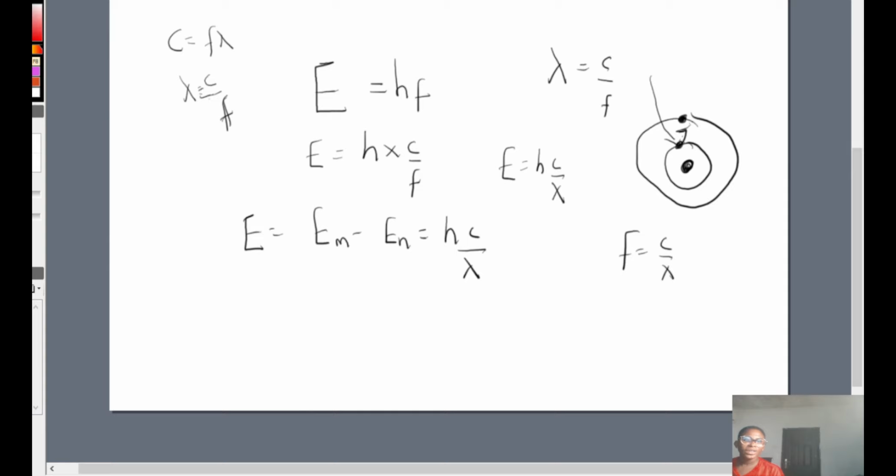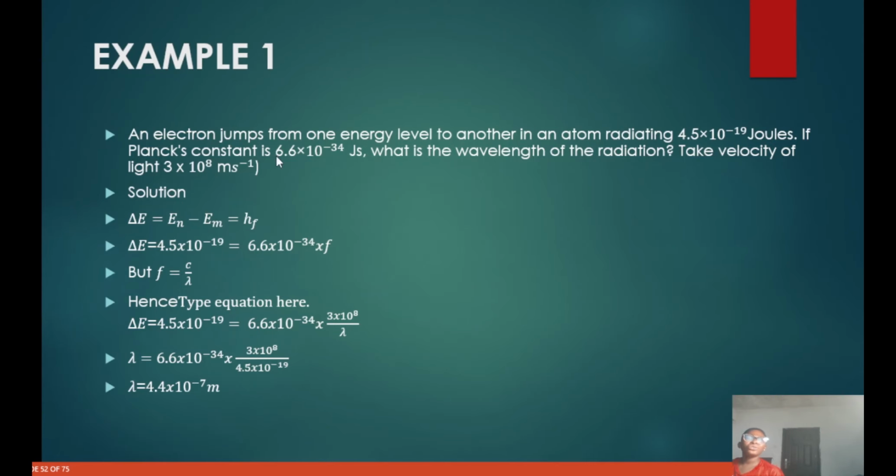And that's what we were trying to do. Let's check what we were given. So we have it here. An electron jumps from one energy level to another, an atom radiating. This was the energy that it had. So if Planck's constant is this, what is the wavelength of this?